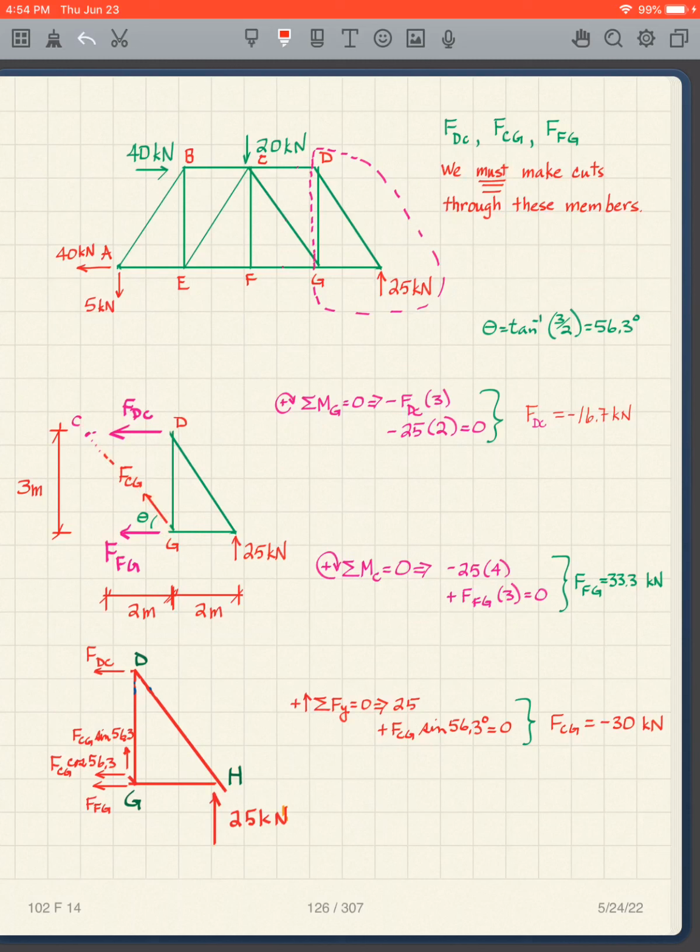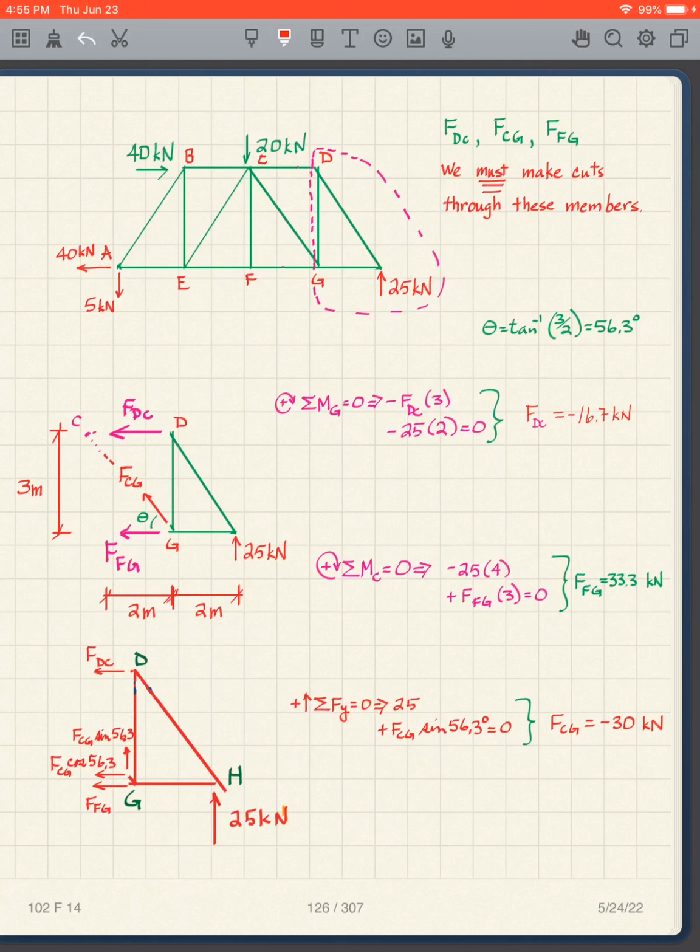So, moments about C, what do I have? Well, I've got this force and this force. So that's going to be FFG times 3 clockwise. And this is 25 times, notice the distance here because it's about point C, that times 4 counterclockwise. Goes into there. I solve for FFG, I get that.